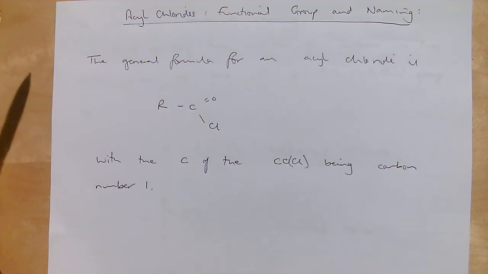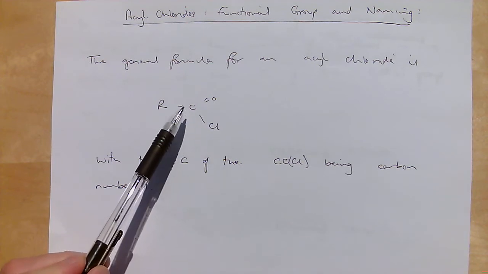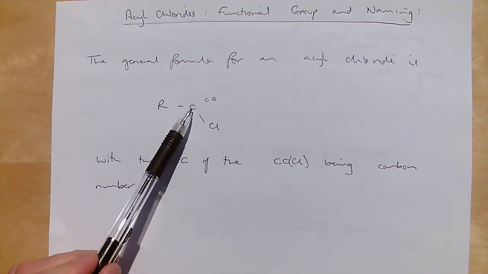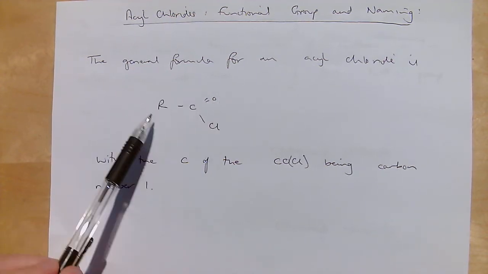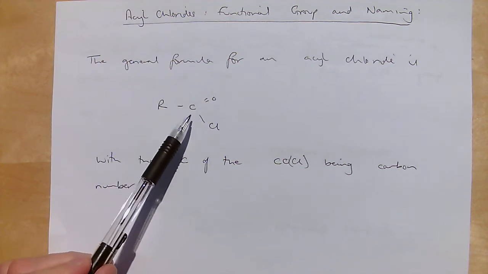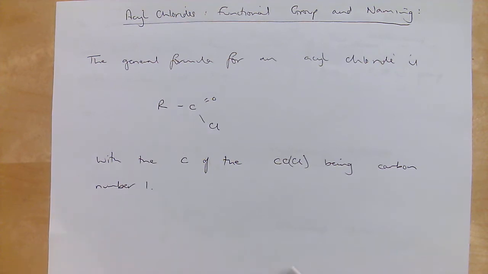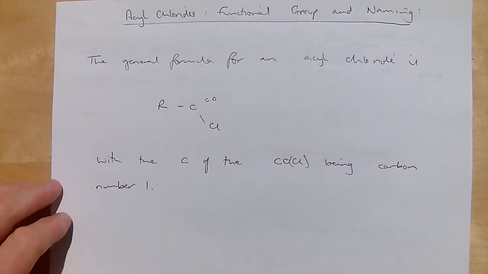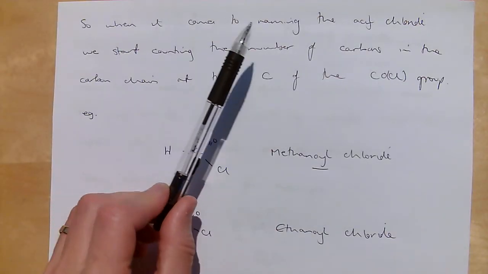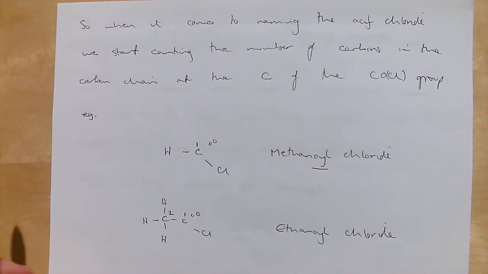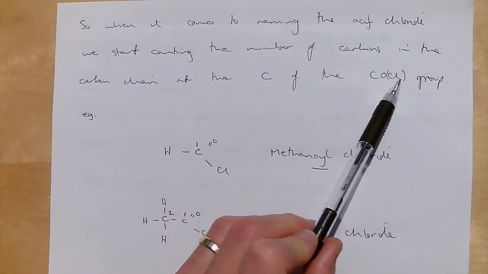Okay, so first of all, the general formula for an acyl chloride is RCOCl. Your functional group for the acyl chloride, you're looking for this COCl group. In an acyl chloride compound, your first carbon when it comes to naming is the carbon attached to the functional group, so it's following the same general rules. We start numbering at the functional group, so when it comes to naming the acyl chloride, we start counting the number of carbons in the carbon chain at the carbon of the COCl group.